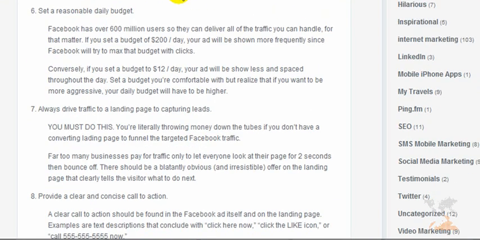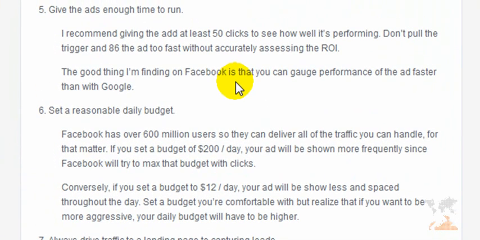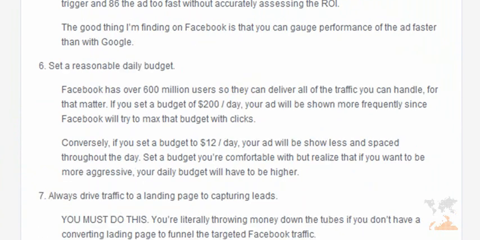Give ads enough time to run. This is one of the mistakes that many business owners make. They'll test the ad for maybe 10 to 20 clicks, but they really don't get an accurate representation of the ROI, because you really haven't had enough time to assess it based on the amount of clicks. So give yourself at least 50 clicks to let the ad run.